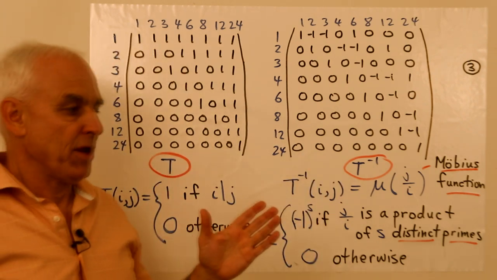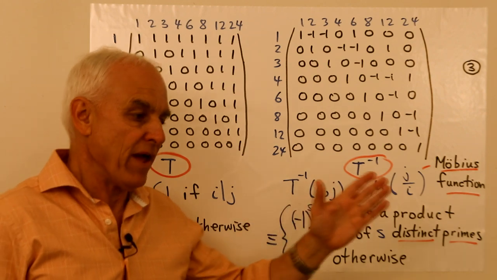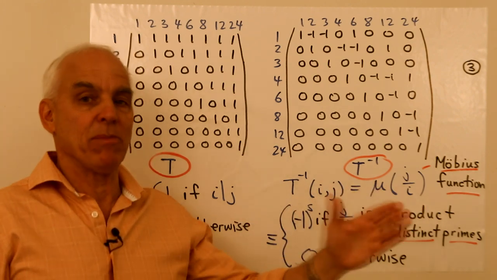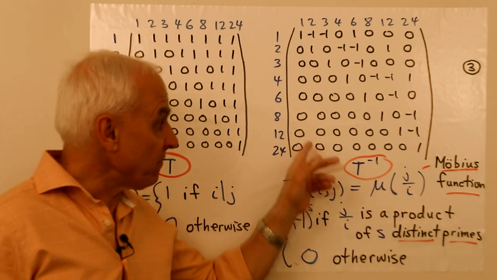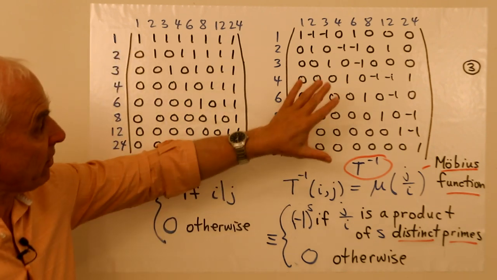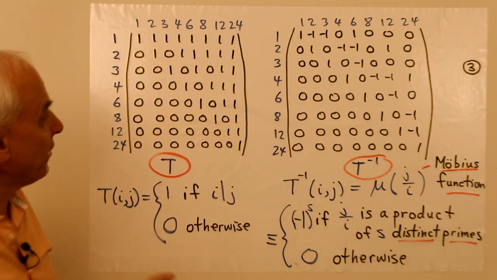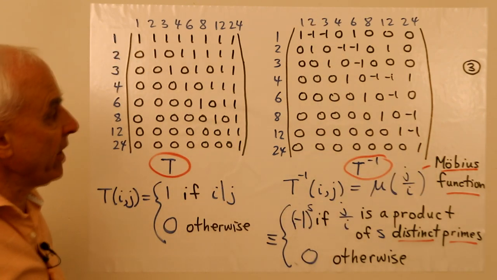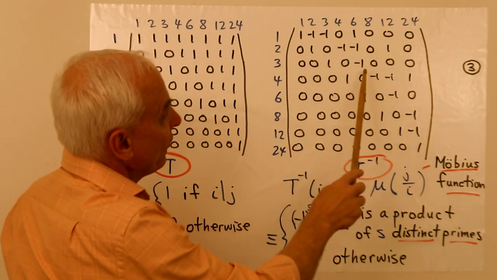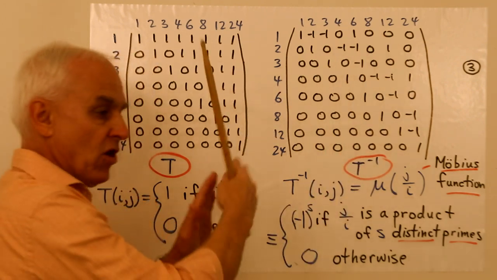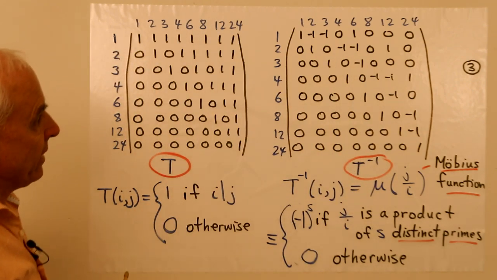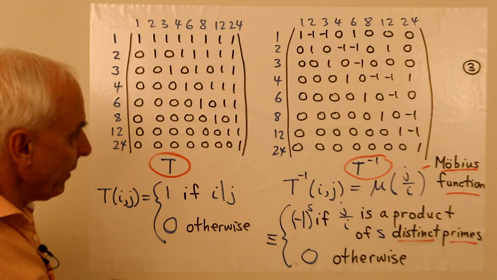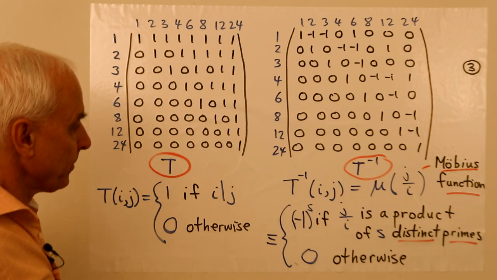Because I want to explain the relationship between this matrix T and its inverse. So if we want to solve x in terms of y, we have to multiply by the inverse of this matrix. We have to find the inverse of this matrix. And here it is right here. It's also an upper triangular matrix like this one with ones on the diagonal. But now there's zeros, ones, and minus ones in this top portion. And it's perhaps not entirely clear what the pattern is.